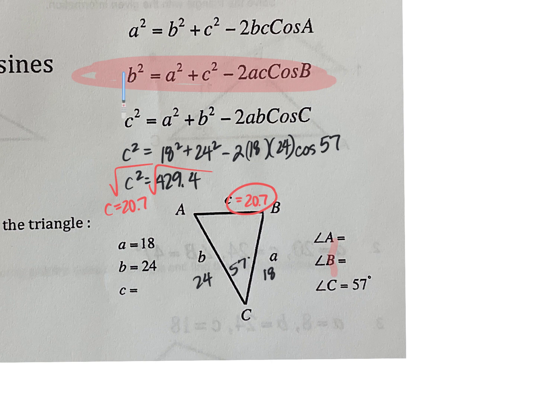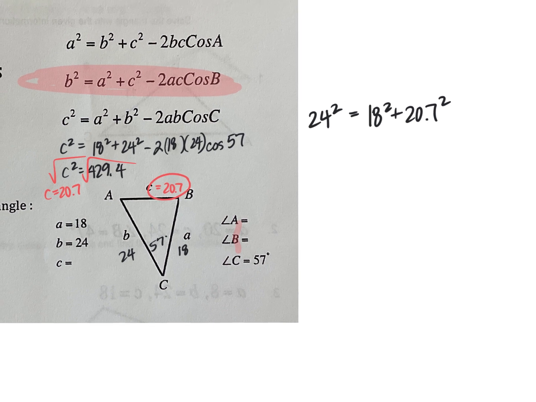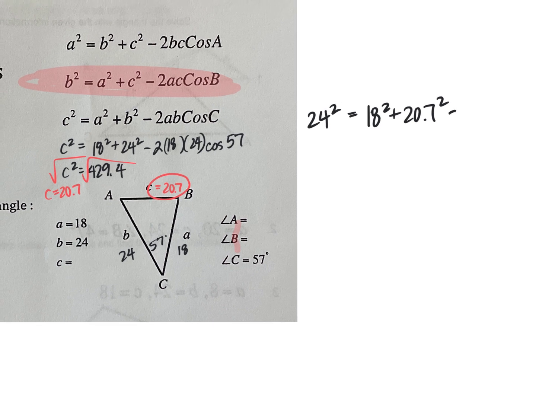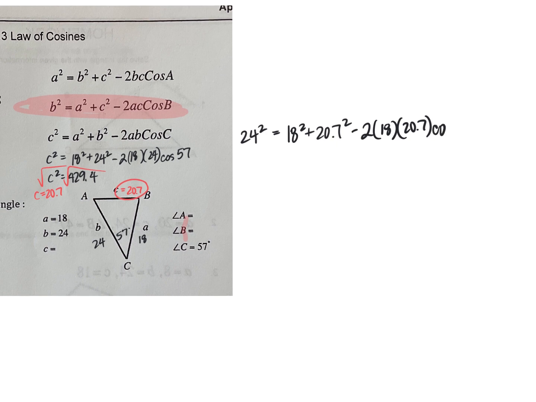Do we know what B squared would be? 24. So this is going to be a little different in the fact that we got to do 24 squared now on that left side. Equals. Do we know what the other two sides squared are? Yeah, don't we have the other two? So I'm going to just put them in. We've got 18 squared and 20.7 squared minus 2 times those two sides that you just wrote. Yes, sir. Times the cosine of the angle that we need. Times the cosine of B.